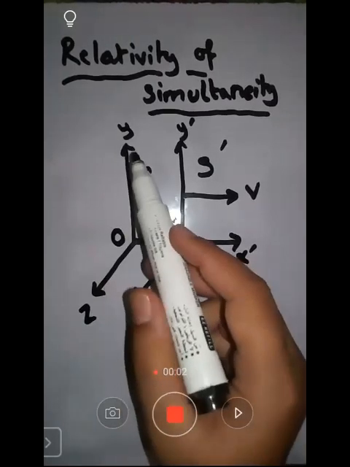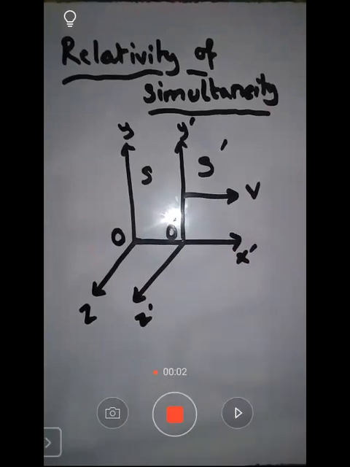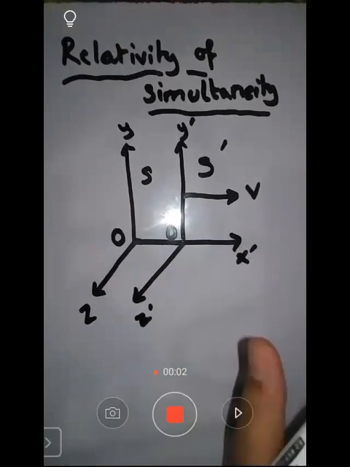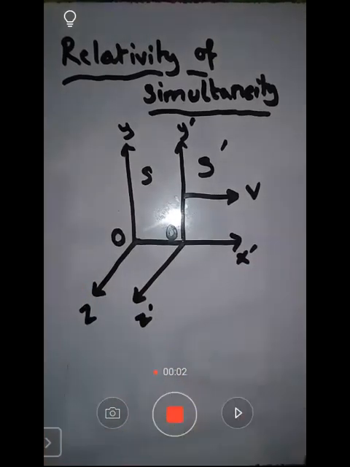So the space coordinates for S frame of reference are x, y, and z, while the space coordinates for S dash frame of reference are x dash, y dash, and z dash. So this is the situation we are considering. Now we consider the relativity of simultaneity.